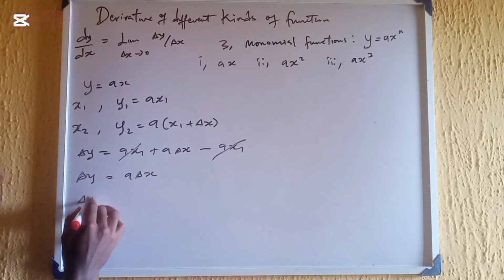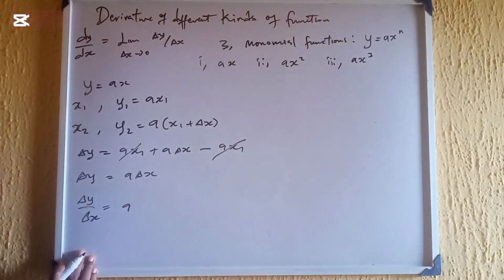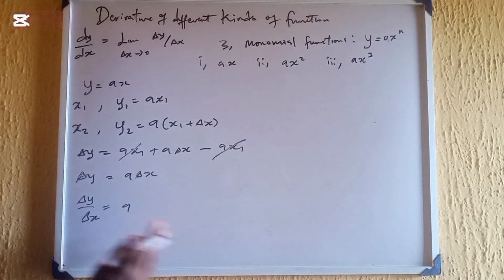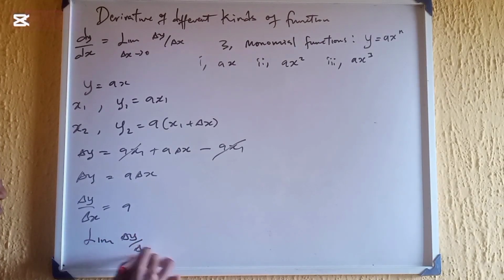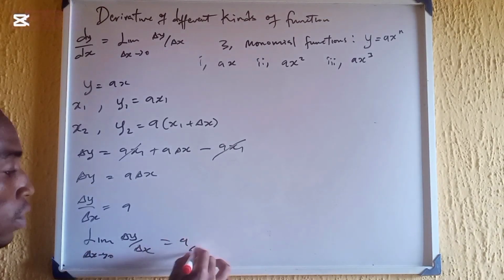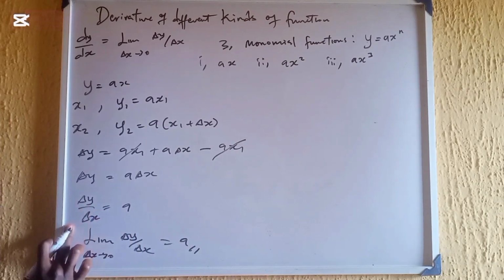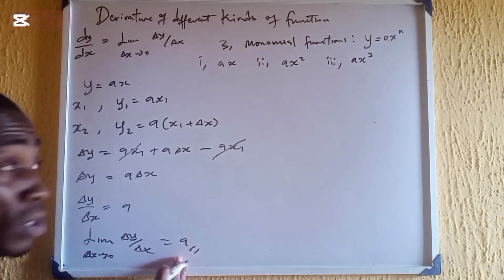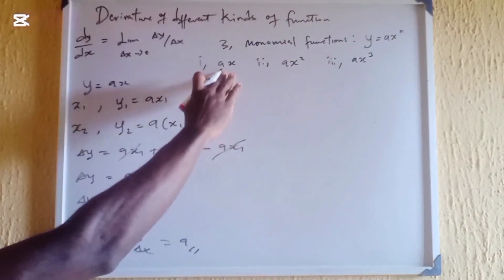Then divide by change in x. You'll be having a. Now take the limit as change in x tends to 0. Since this is not varying with change in x, the limit of change in y over change in x as change in x tends to 0 will be a, because this is a constant function. So the limit will still be what? a. So that's that for y equal to ax.